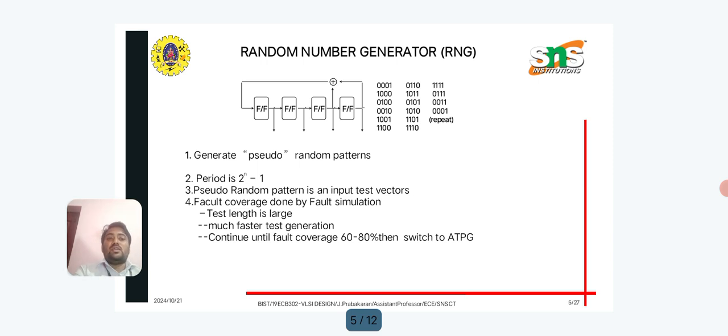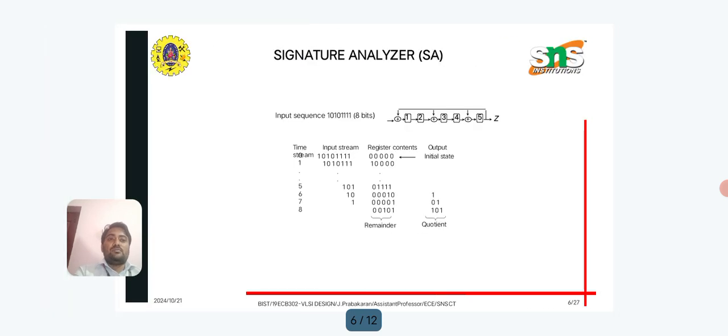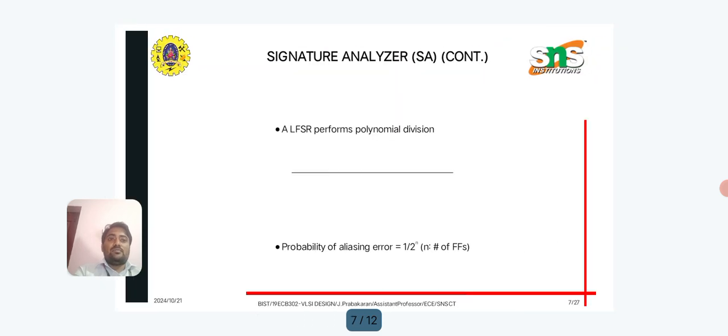Period is 2 power n minus 1. Pseudo-random patterns are input vectors whose fault coverage is determined by fault simulation. The test length is large, but test generation is much faster. Continue until fault coverage reaches 60 to 80 percent, then switch to ATPG. And signature analyzer.